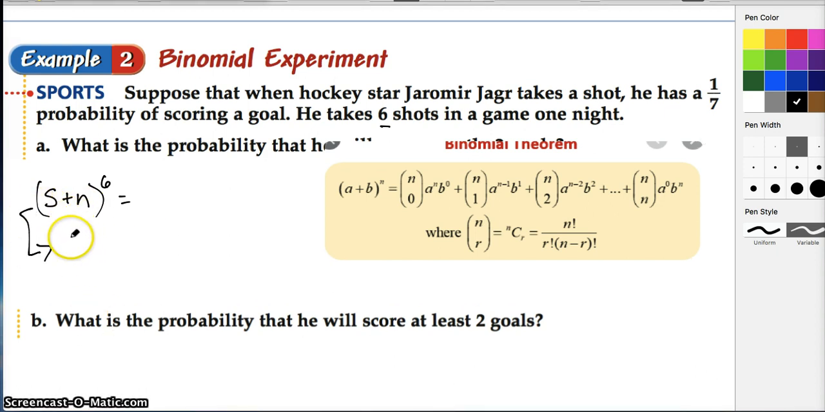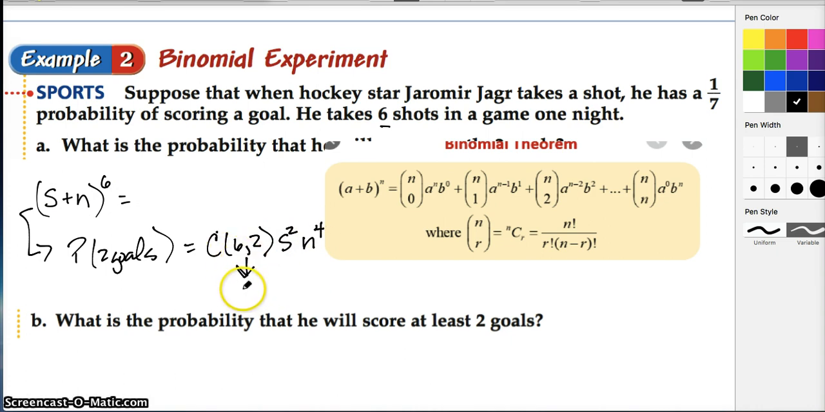So if we're thinking about this, we're really thinking about the probability of 2 goals. And so if we want the probability of 2 goals, what we're thinking about is the term where we have 6 choose 2, right? 6 different options and we want to choose 2. So that would be the coefficient that we're dealing with. And we know that that would be S to the 2nd power and N to the 4th power. So once we calculate 6 choose 2, we get 30 over 2.